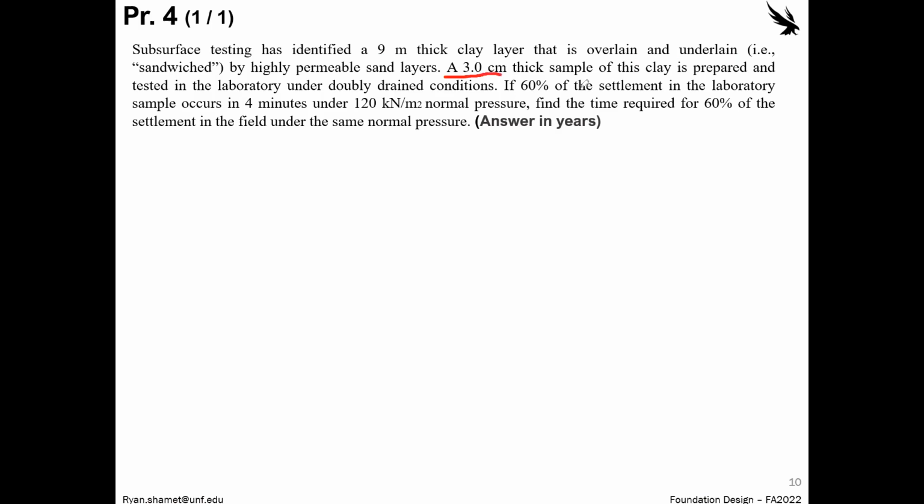Now, a 3-centimeter thick sample of this same clay is prepared and tested in the laboratory under the same conditions, doubly drained conditions. If 60% of the settlement in the laboratory sample occurs in 4 minutes under this loading of normal pressure, what is the time required for 60% of the settlement in the field under the same normal pressure? We're asked to answer in years. So this is an interesting one, but a really applicable one, because a lot of times in geotechnical engineering, we're testing things in the laboratory setting and we're using that information to then scale it up to the field setting.